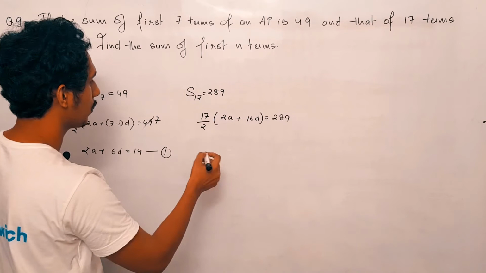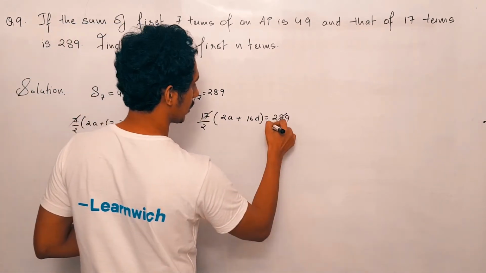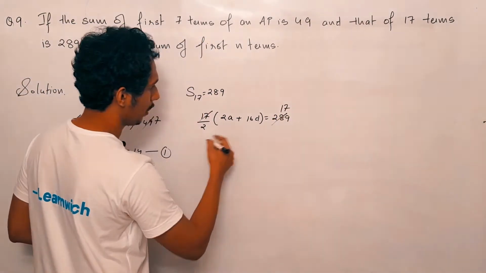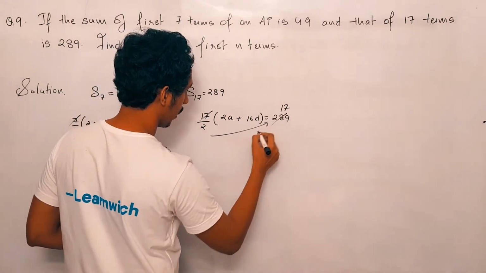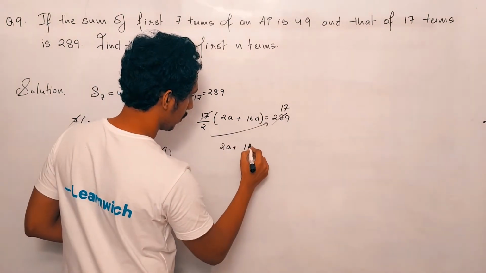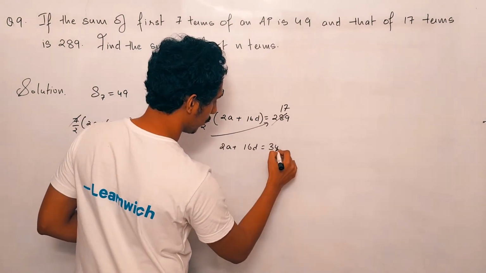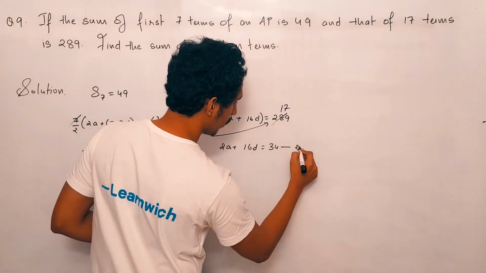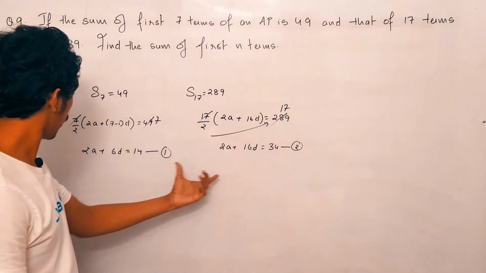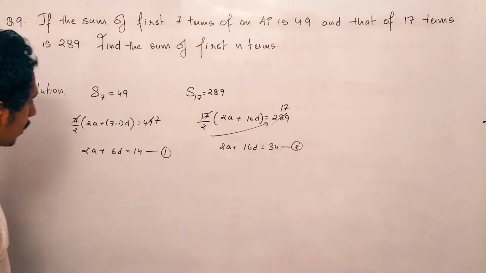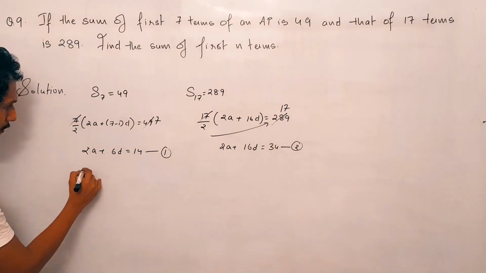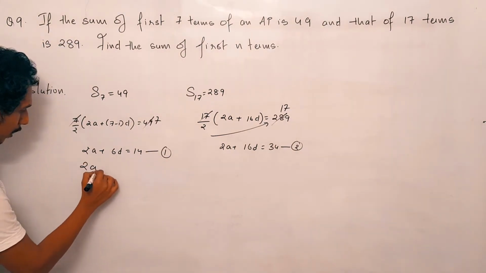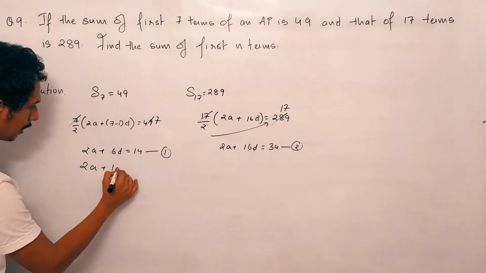Okay, you have to solve this one also. So this 17 goes to the other side and gets cancelled. 17 into 17 is 289. This 2 goes to the other side. So you get 2a plus 16d is equal to 34. That is equation number 2. Okay, so you have a pair of linear equations. Can I solve it? Yes, I can solve it. How do I solve it? I'll bring it here. So you get 2a plus 16d.